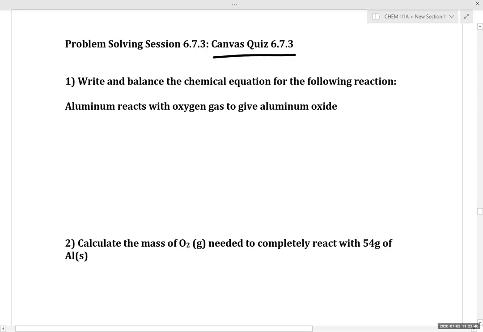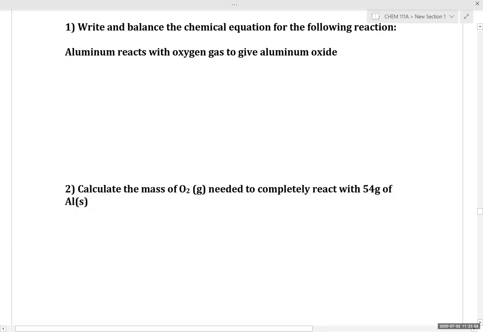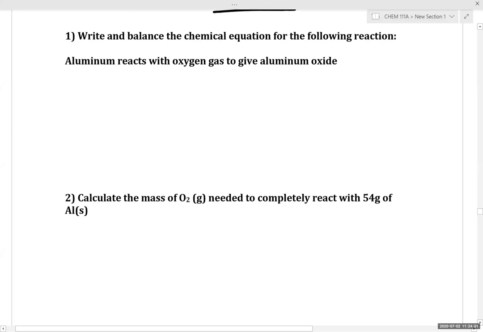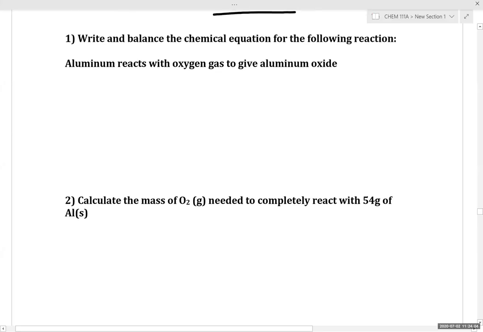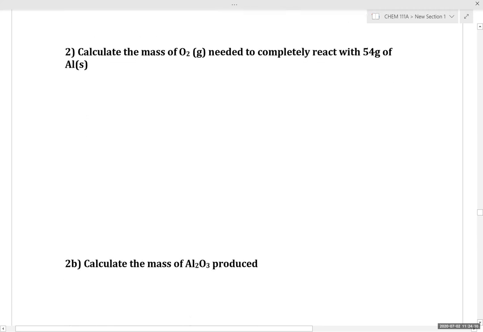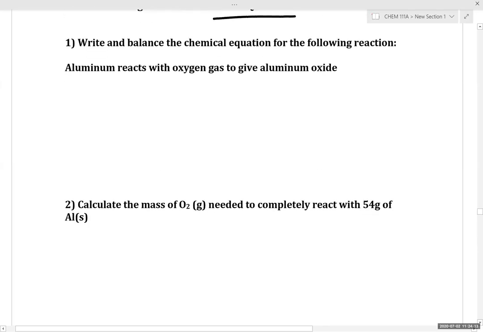So don't be shy to submit your responses via Canvas Quiz 6.7.3 or via the chat. And we'll discuss the balanced equation in about 2 to 3 minutes, and we'll discuss the entire problem in about 5 minutes. But first things first, we need a written balanced chemical equation. And just as a reminder, this problem has 2 stoichiometry portions. The second part is right here. Okay, so we'll discuss the balanced chemical equation in about 2 minutes. And don't be shy to submit your responses via Canvas or in the chat.